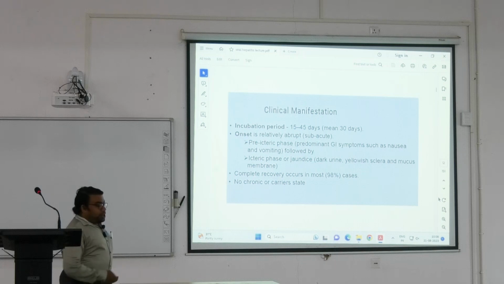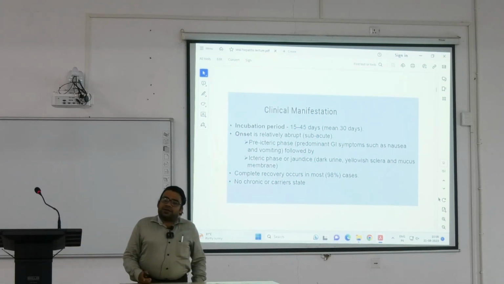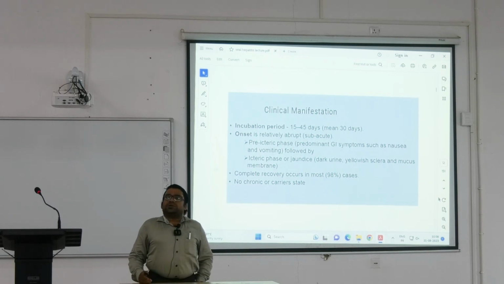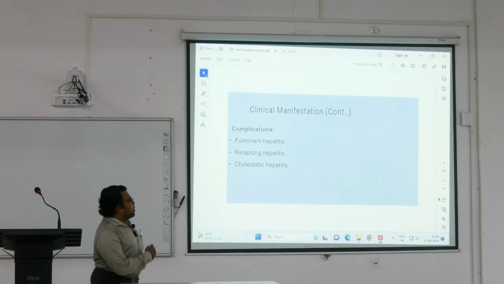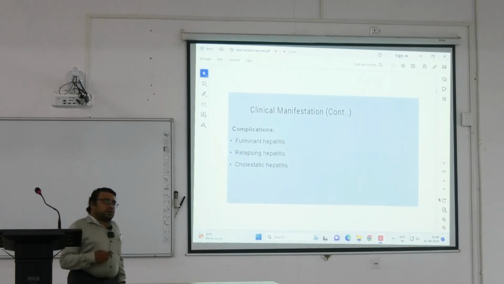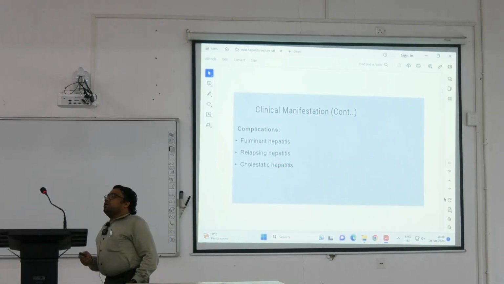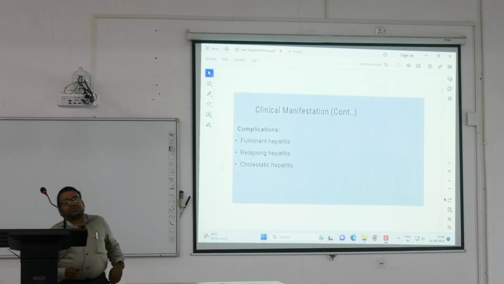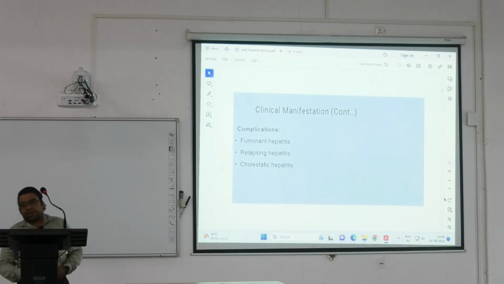And there are no chronic or carrier states. Why? Because there is only one subtype. So, after infection, the body provides immunity, and that immunity does not let the infection become a carrier state or a chronic infection. I'll describe it later. So, most of the cases will be subclinical, but sometimes in clinically manifested icterus, the outcome may be of three types. One is fulminant hepatitis.